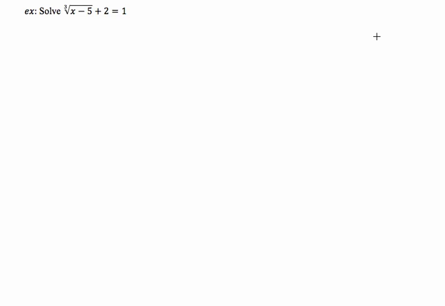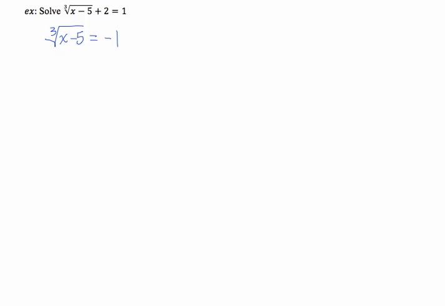And here's another example. This one is slightly different because it is a cubed root. But the same process applies. There's only a very slight difference in the process used. But first, we will want to isolate the radical and get it by itself. So let's subtract 2 from both sides. 1 minus 2 would be negative 1.